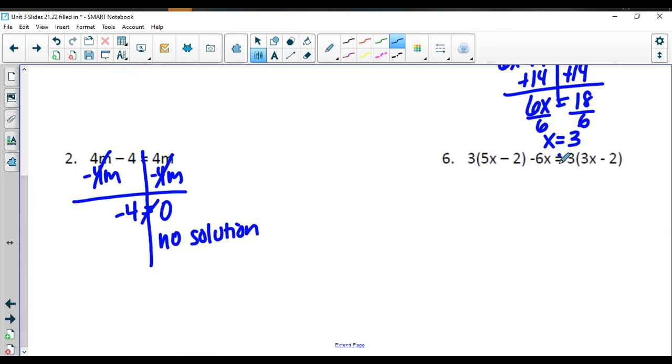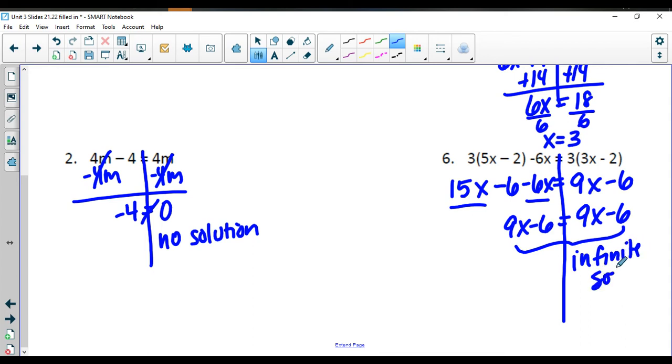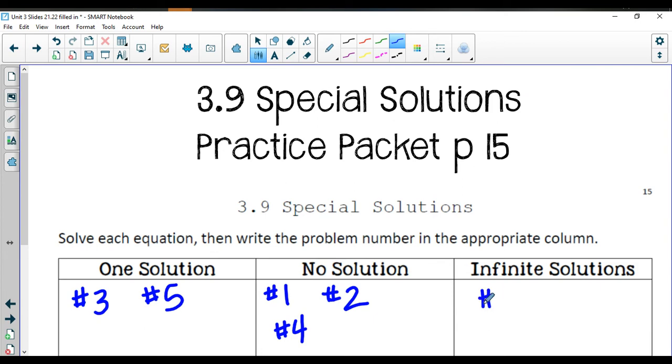Question number 6, looks like I have some distributive property here. So I have 15x minus 6 minus 6x. 3 times 3x is 9x, and 3 times a -2 is a -6. Combining my like terms, I get 9x minus 6. And over here, I also have 9x minus 6. Since these are equal to each other, it's a true statement. This is the one that we call infinite solutions. So we're going to go back to that chart at the top. And for infinite solutions, we're going to add number 6.